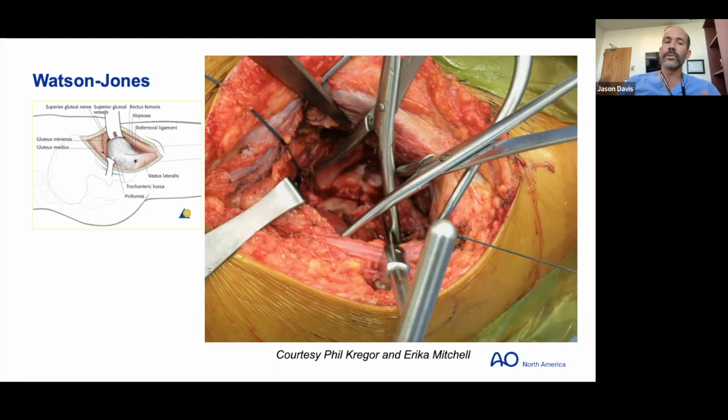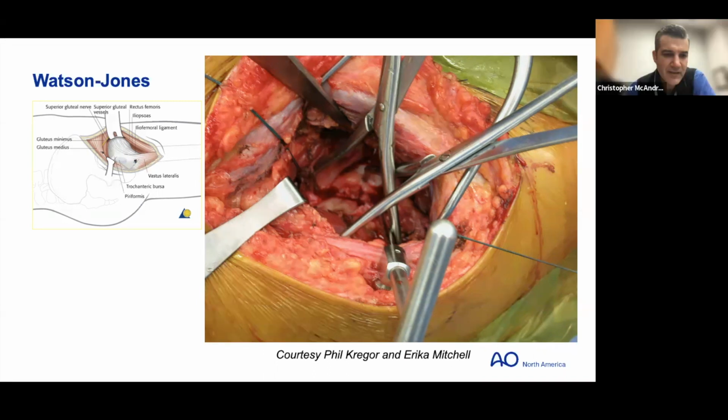vastus lateralis when you apply your fixation? Because that's the one thing I hear people taking it down anteriorly as a sleeve, taking it off entirely, then repairing it at the end. Because I think if you're just going to do screws, the Watson-Jones doesn't have as much of a benefit. If you're going to apply a lateral sided, sliding hip screw construct, okay, it makes sense, but then you still have to get around vastus somehow. So how are you doing that?